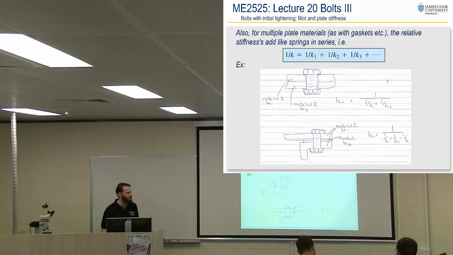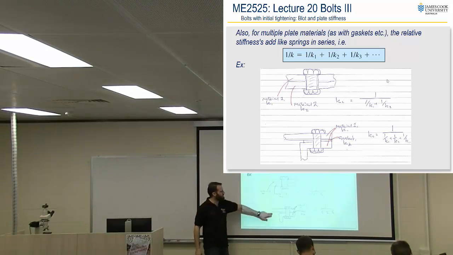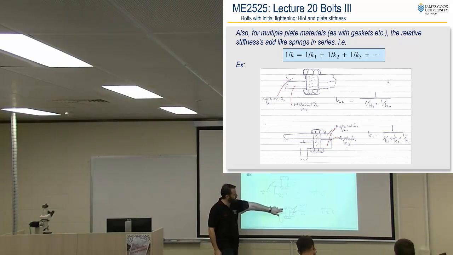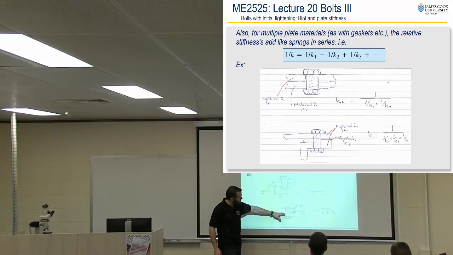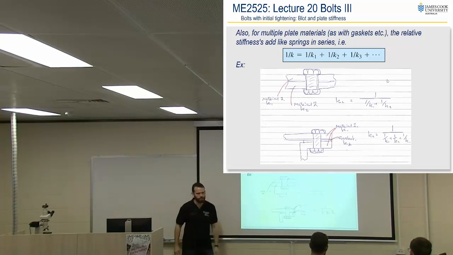Now that bottom one, you've got three materials. Two materials, really: stainless steel on top and bottom, so two plates, and then you've got a gasket in the middle of some other material. Once again, this length and the area, probably the area of the gasket, which I'll talk about, and this Young's modulus, this length and its Young's modulus, and then this length and its Young's modulus.